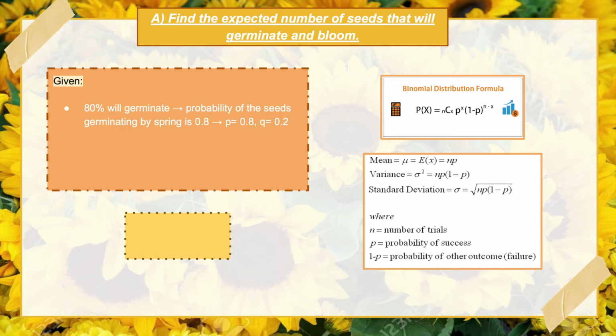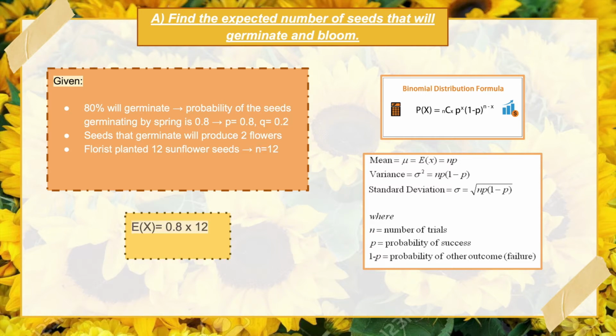The first one is that 80% of the seeds will germinate. So this means that the probability of the seeds germinating by spring, which is the probability of success, P, is 0.8. And Q is the complement probability of the success, which represents the 1 minus P in this formula, and that is 0.2. The seeds that germinate will produce 2 flowers each, and the florist planted 12 sunflower seeds, so the n is equal to 12, which is the number of trials in this case.